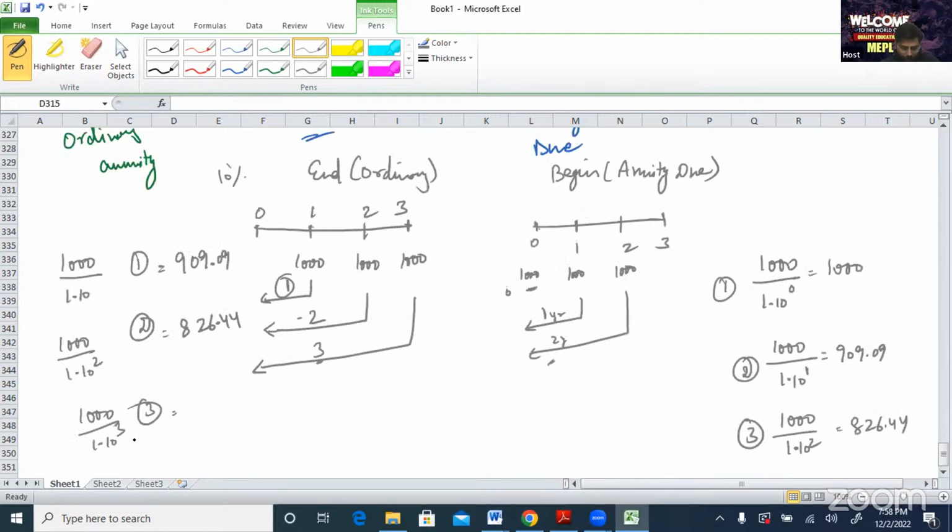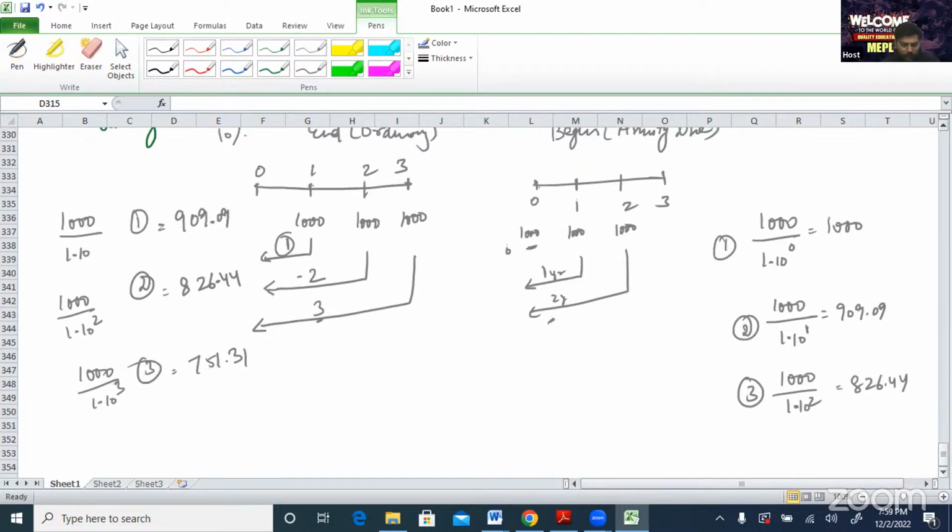And this will be what? Divided by 1.10. This is 751.31. Okay. So now if I add them, so what is the present value?